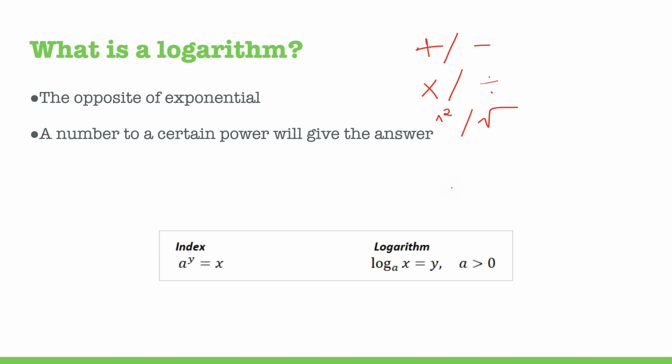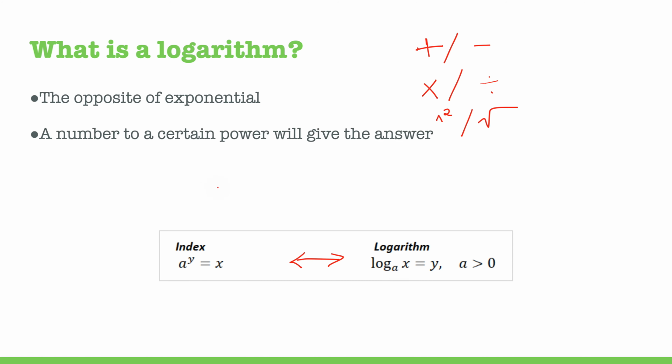Well, in the same way, when I put something to the power of, the way that I can get rid of that is through taking the logarithm. This is the relationship that exponentials and logarithms have. So if I have a to the power of y equals x, the opposite of it is that log of that same base, so a remains, of the answer is equal to the power.